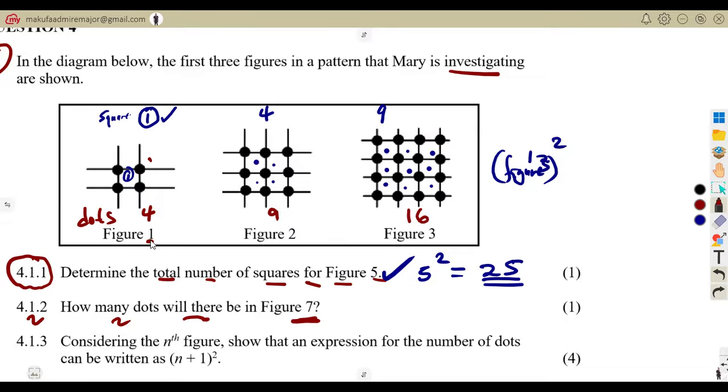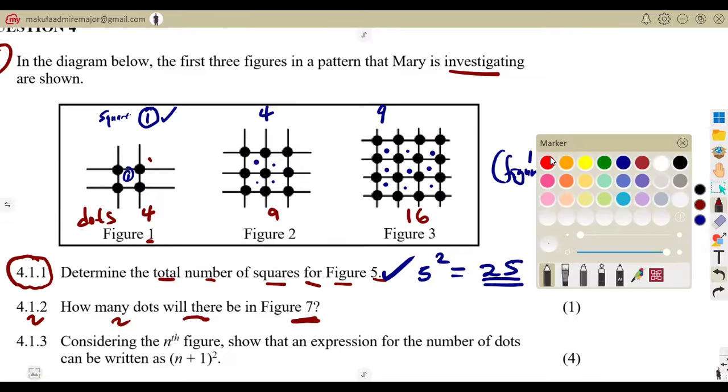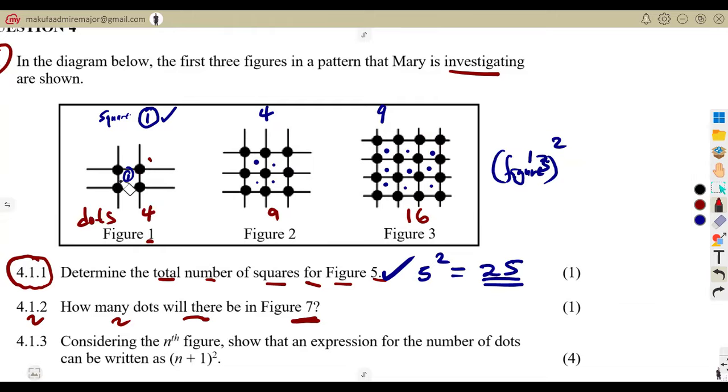So it's like this figure 1 is having 1 unit. Look what is happening. If this is 1, it is going to be 1 plus 1. Figure 2 is going to be 2 plus 1 squared. If it is figure 3, it is going to be 3 plus 1 squared. Are we seeing what is happening?